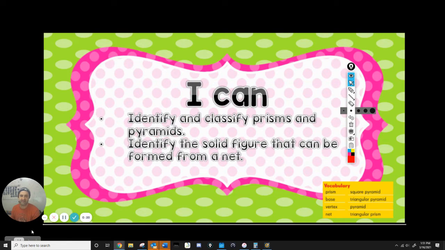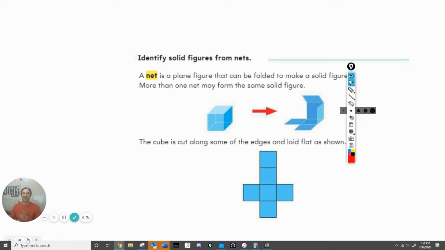Same goals as yesterday: identifying and classifying prisms and pyramids, and identifying the solid figure that can be formed from a net. We did the first part yesterday. Now we're doing the net part today. A net is a plane figure that can be folded to make a solid figure. More than one net may form from the same solid figure.